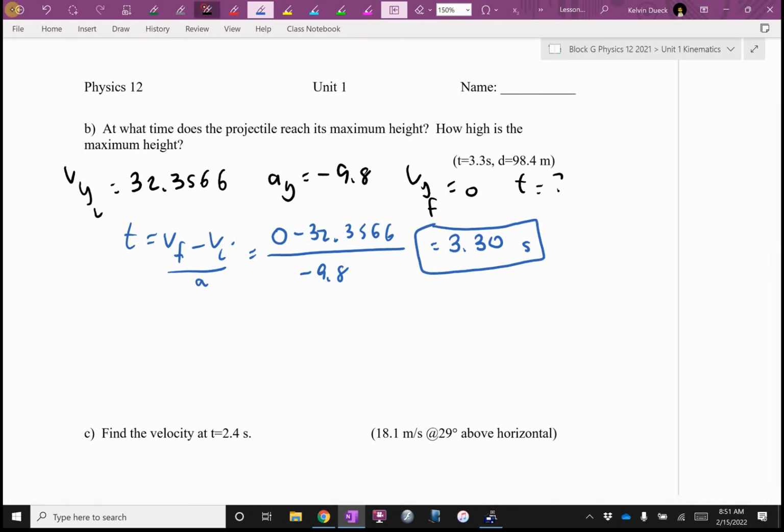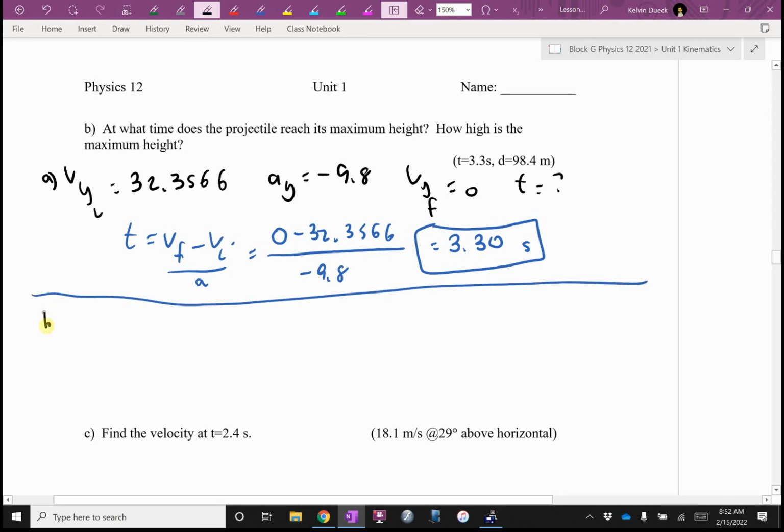I'll call that part A, because there's a second question this asks as well. Part B. How high is the maximum height? Okay. Well, I guess this is asking me to find a vertical displacement. I'm not going to relist everything because I have it all sitting there.